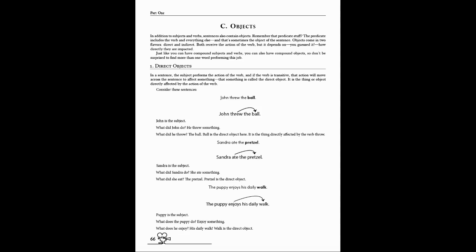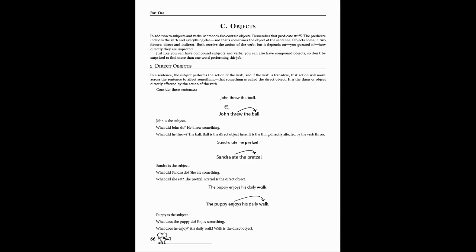This is still Chapter 2, Word Function, and we are in Part C, Objects. So this section is going to cover direct objects and indirect objects. Just like your sentence will have a subject and a verb, it's going to have an object, right? The thing that the verb is affecting. So remember all that predicate stuff? That's where we are now. Objects do come in two flavors, as I said, direct and indirect. We're going to start with the direct object, which directly receives the action of the verb.